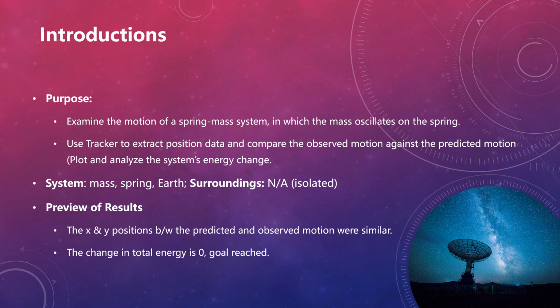Introductions. The purpose of this lab is to examine the motion of a spring mass system in which the mass oscillates on the spring. Then we use Tracker to extract the position data and compare the observed motion against the predicted motion, which was calculated using GlowScript. Then we plot and analyze the system's energy change through GlowScript. The goal of this lab is to determine whether the model follows the energy principle.